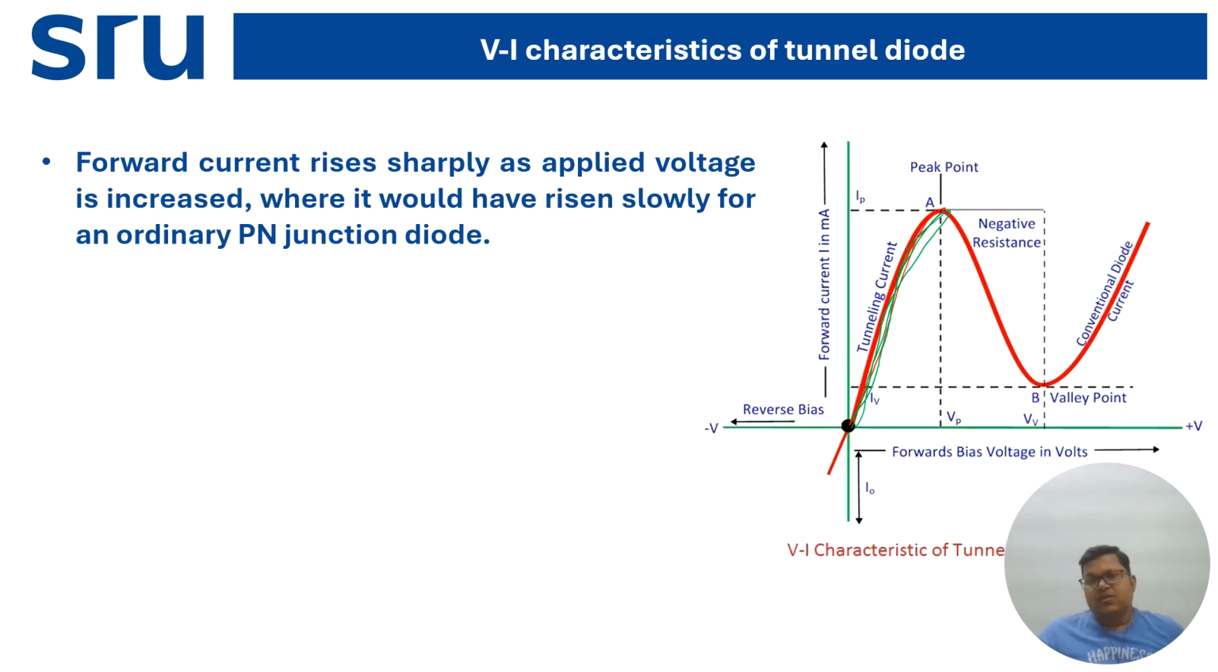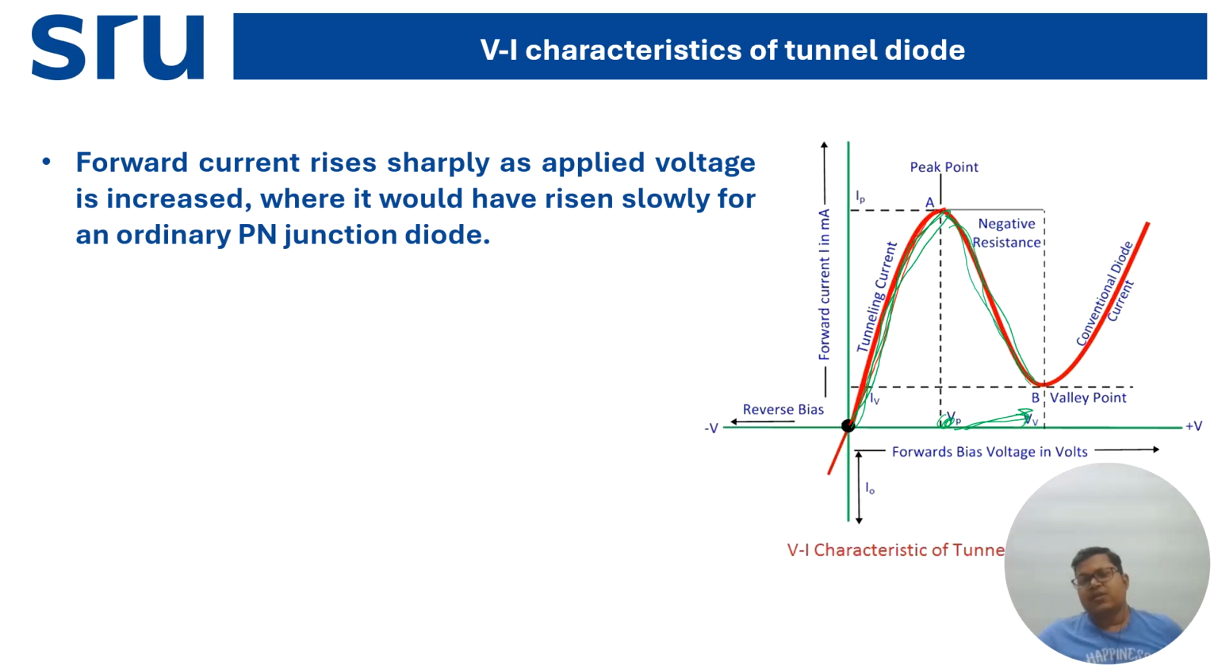If you increase the voltage from here, this is called the peak voltage, right? This is called the peak voltage, and after that if you keep on increasing the voltage, the current is decreasing. Current is actually decreasing. But okay, we will not go into the details of the band diagram.